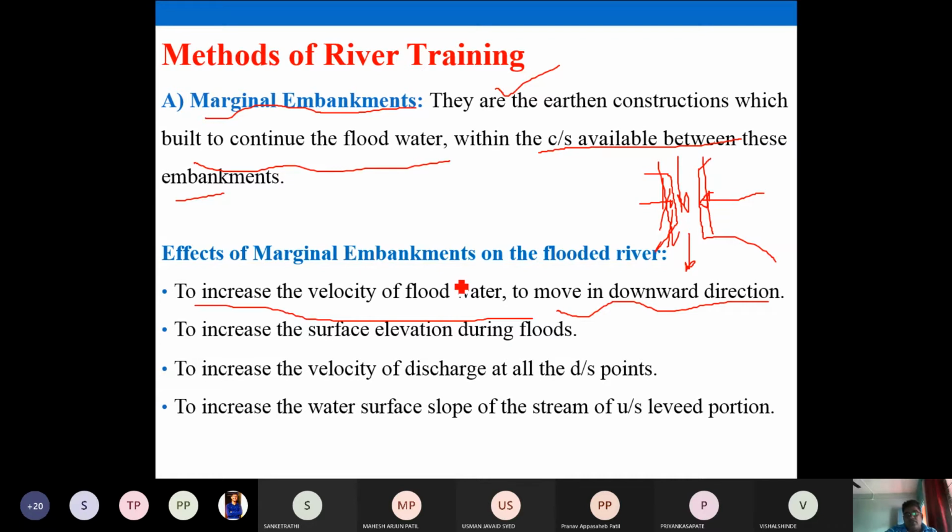The second effect we observe with this marginal embankment is an increase in the surface elevation during the flood. The elevation goes on increasing because of this construction, but it is helpful to you. Also, it increases the velocity of the discharge at all the downstream points. Once the velocity increases, the effect occurs in the downstream directions as per the velocity. It is also helpful to increase the water surface slope of the stream in the upstream leveed portion. This is a type of structure, bunds, or a leveed type of river training work.